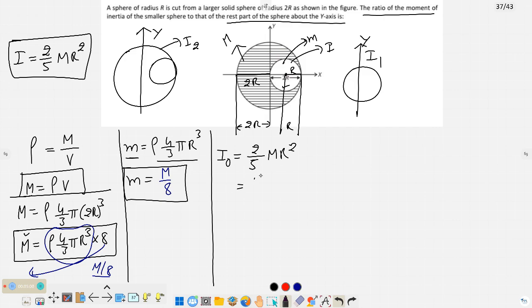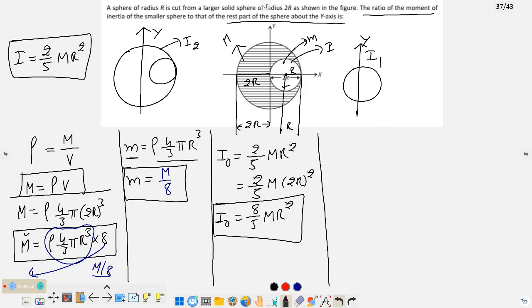what is the mass of this one? You can take it 2 by 5. Mass is m, radius is nothing but 2r whole square. This we can write as 8 by 5 m r square. This is the moment of inertia of the original sphere without any removal of a portion of mass.